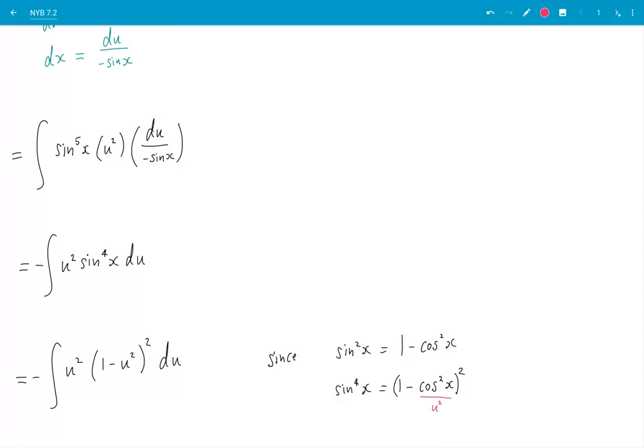Okay, so I perform my substitution. Cos squared becomes u squared, and dx becomes this. So I simplify, and I get to this step here.